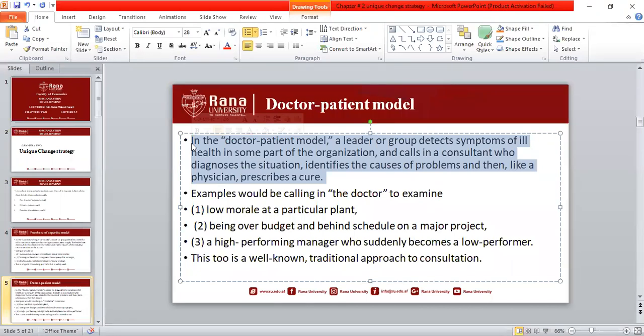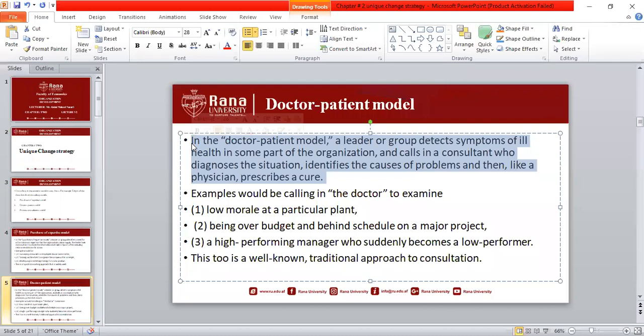Yes. The doctor will listen to all your symptoms, then later on he will give you prescriptions. Definitely. Now here is the doctor-patient model. What sort of patient model?